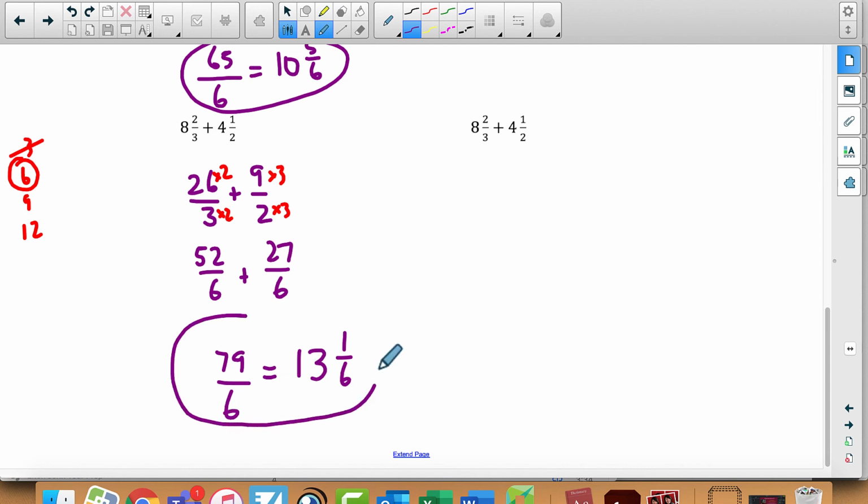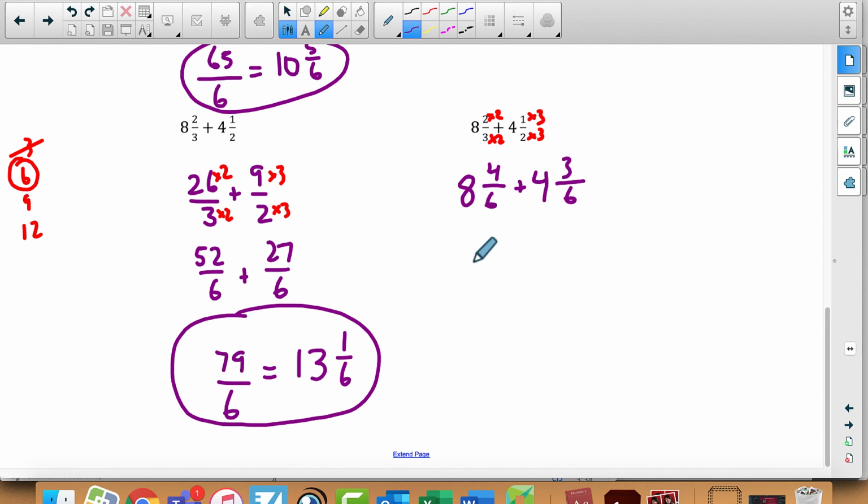Now, let's try this method. So in this method, we're not going to change them, but we do have to get a common denominator, which we already found was 6. So it's going to be 8 and something over 6, plus 4 and something over 6. Multiply by 2, top and bottom. Multiply by 3, top and bottom. So our new numerators: 2 times 2 is 4, 1 times 3 is 3. Now we're ready to add.